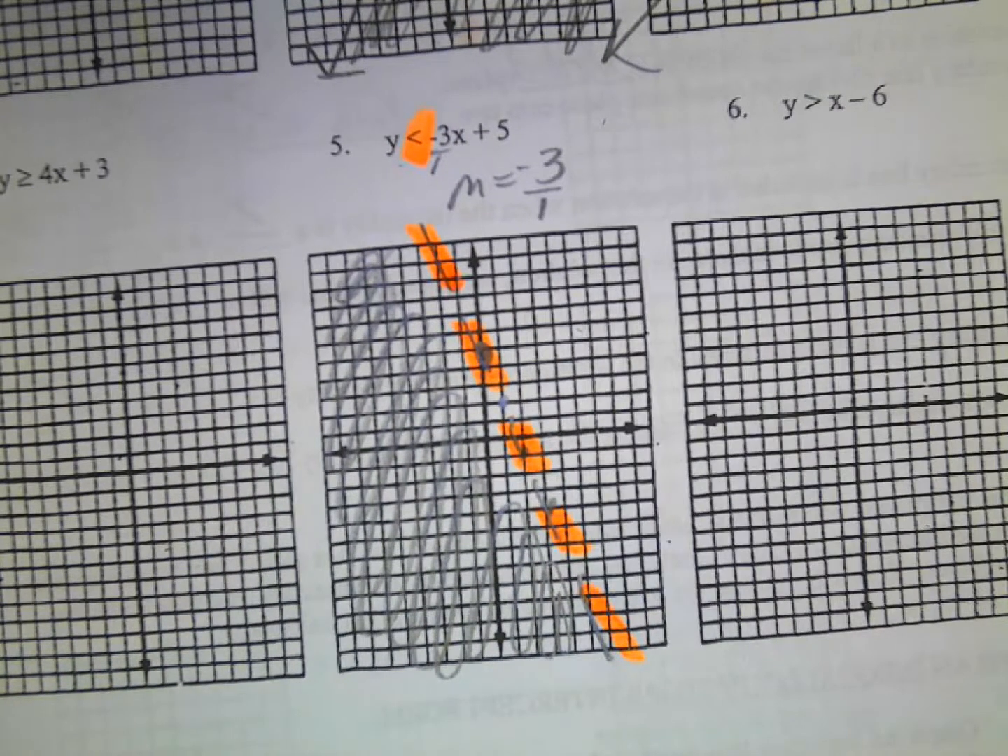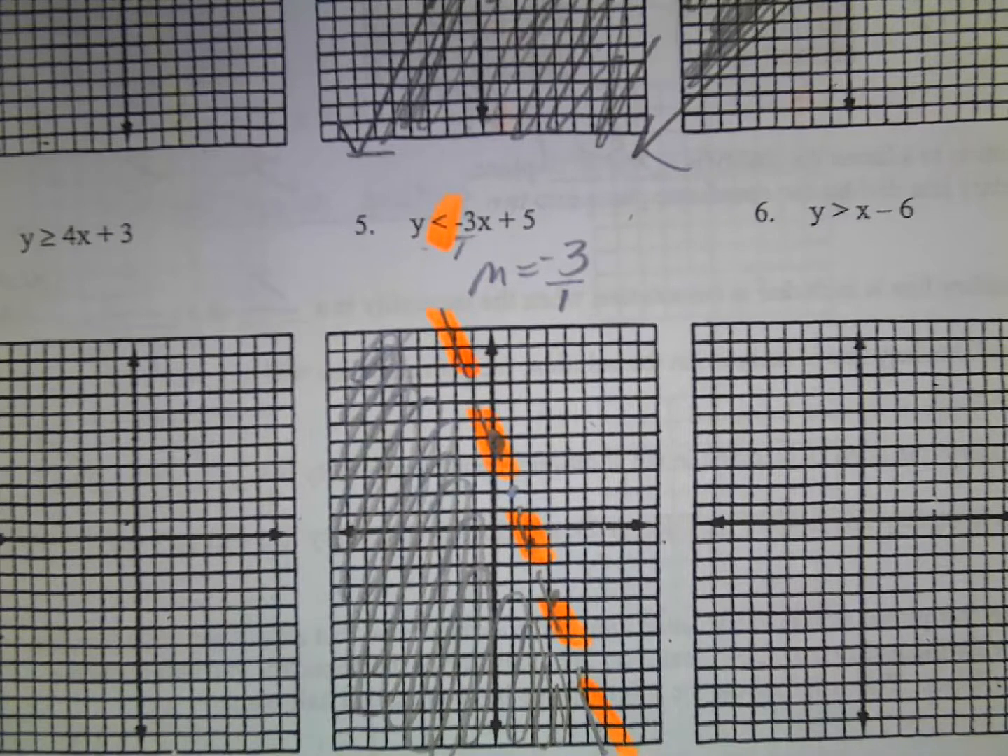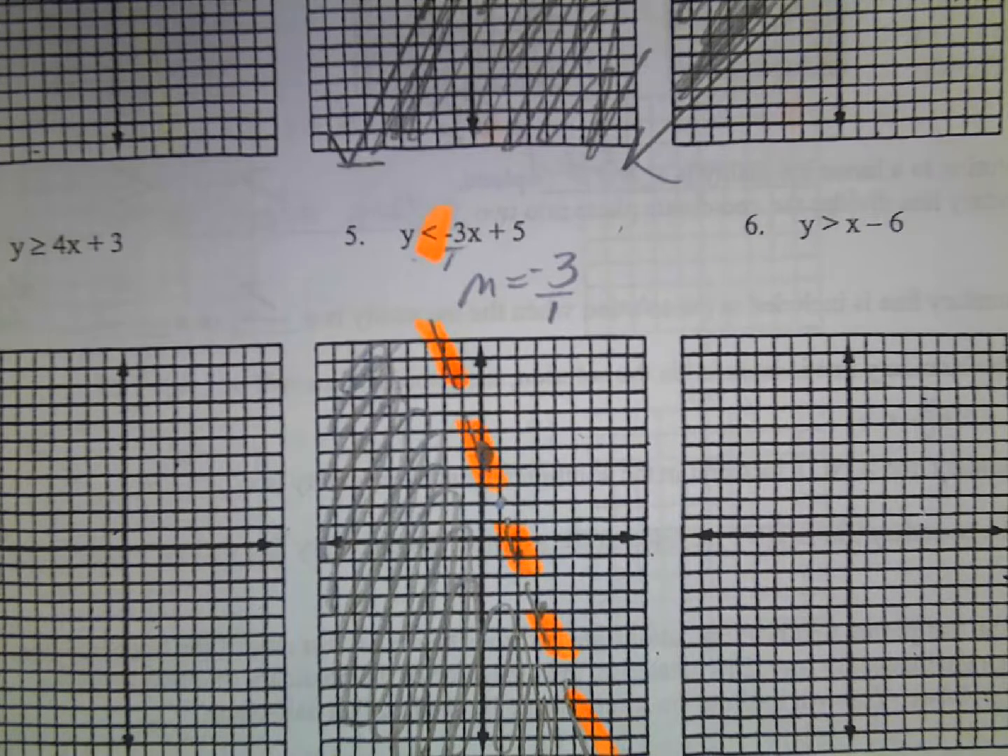All right, so try 4 and 6 out. If you get stuck, let me know. All right, part 2 will be how to do 2 inequalities on one graph. All right, so good luck. Let me know how you do with 4 and 6, and then watch part 2.